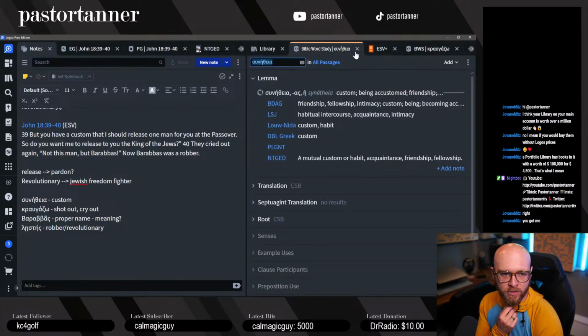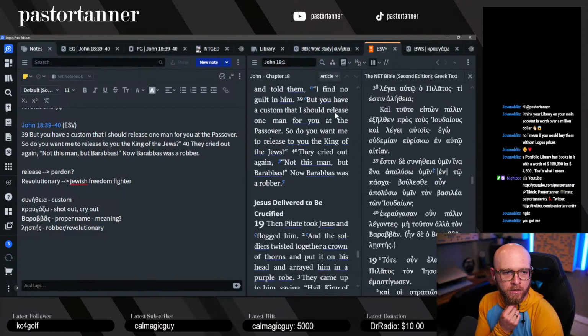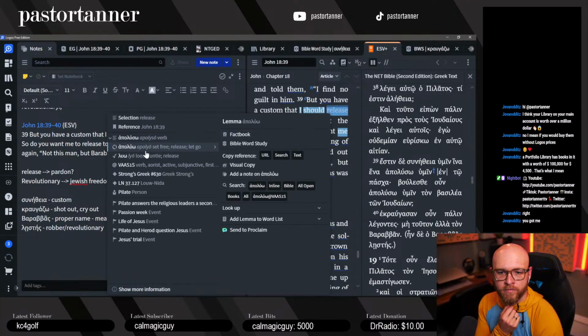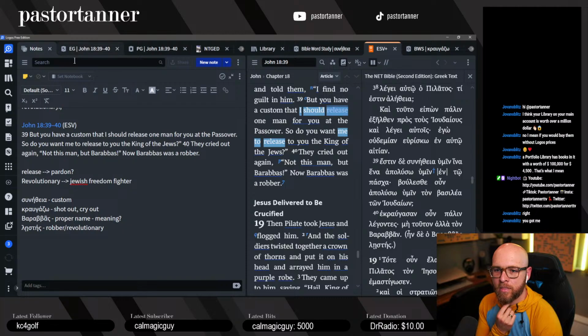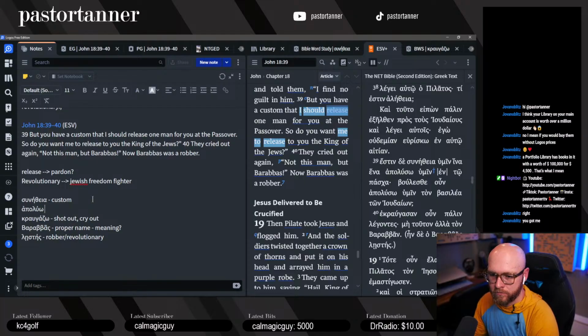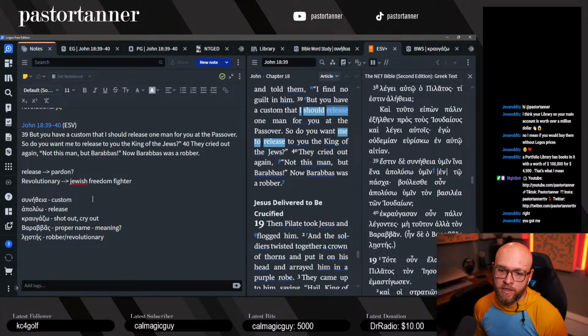Release. The word for release or pardon. Right here, this word. Let's see what this word is. Apoluo. Apoluo. Let's grab that one as well. Release. So these are all words we could dig into, right? There's tons of in-depth word studies you could do.